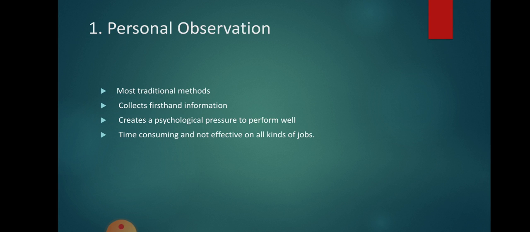Otherwise, for common work, personal observation is effective. Only for a few jobs it is not effective, right? Personal observation is the most traditional method or technique of controlling. Personally, the employees are checked, observed, supervised. This is how we can control the activities of the employees. Is it clear? Personal observation.